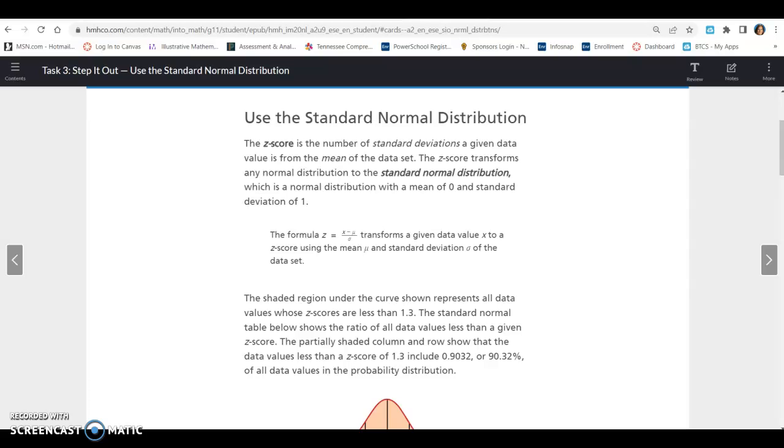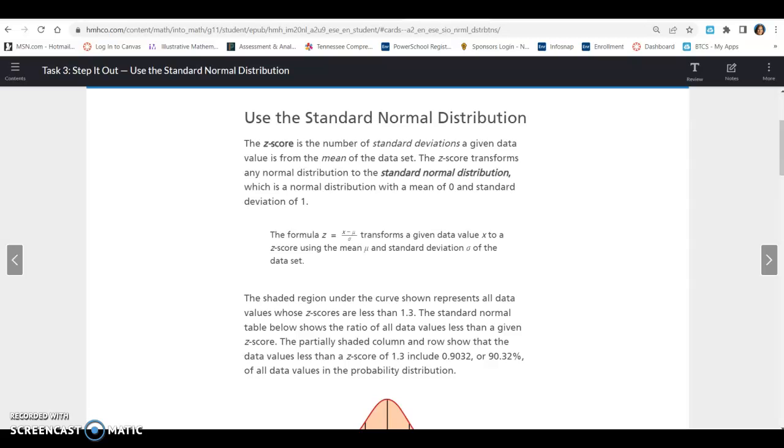Lesson 19.2, Task 3. Use the standard normal distribution. The z-score is the number of standard deviations a given data value is from the mean of a data set. The z-score transforms any normal distribution to the standard normal distribution, which is a normal distribution with a mean of 0 and a standard deviation of 1.